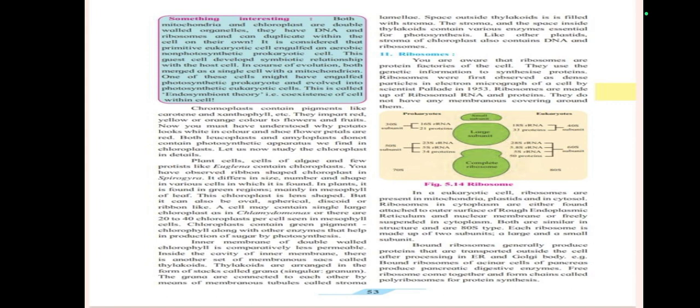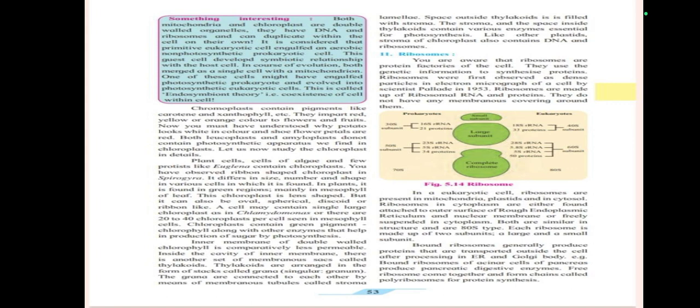The stroma and the space inside the thylakoids contain various enzymes essential for photosynthesis. Like other plastids, the stroma of the chloroplast also contains DNA and ribosomes. Ribosomes: you are aware that ribosomes are the protein factories of the cell. They use the genetic information to synthesize proteins.